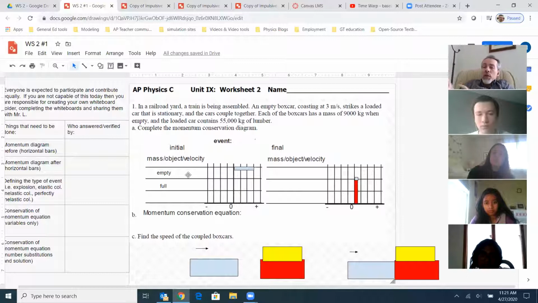But before we do that, the one thing I haven't answered up here is what kind of event this is. And let me tell you your options. We're going to say it together. You're unmute yourself in a second. The options are, it's an explosion, it's elastic collision, it's inelastic collision, or it's perfectly inelastic collision.